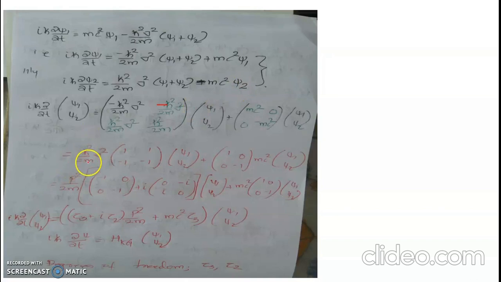Now minus h bar square by 2m del square is taken out because that is p square by 2m. What remains here is 1, 1, here it is minus 1, minus 1 operating over psi 1, psi 2, plus mc square is taken out from this matrix, 1, 0, 0, minus 1, and you will identify this as the third Pauli spin matrix, sigma z.